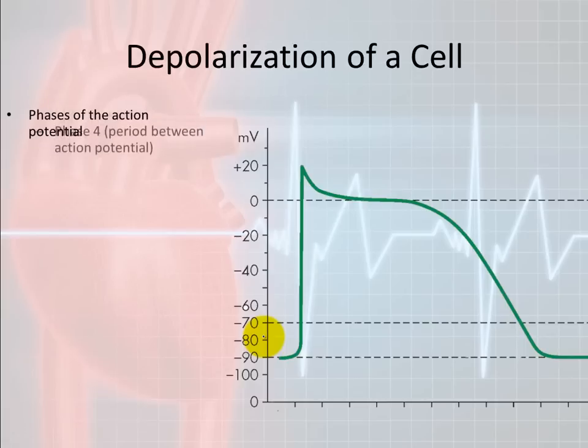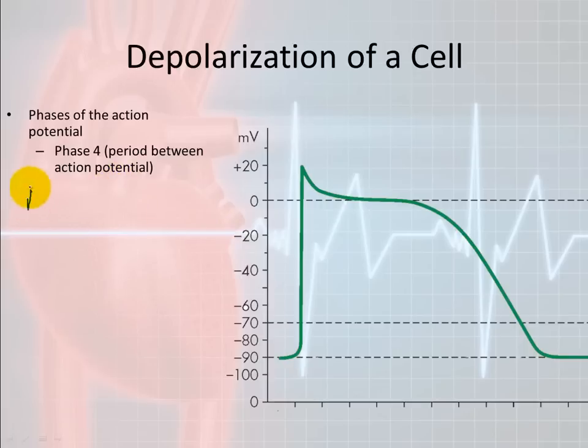The last phase is phase 4, which is considered the resting phase, or the period between the action potentials. Anyway, phase 4 is this area over here. So you had phase 0, then you had phase 1, then you had phase 2, then you had phase 3, and now we have phase 4.